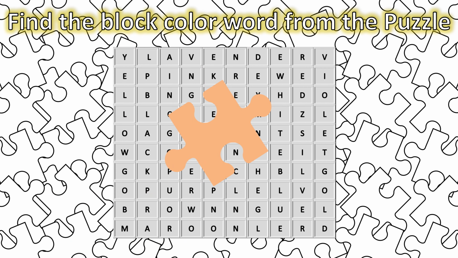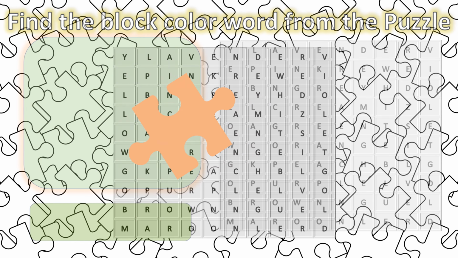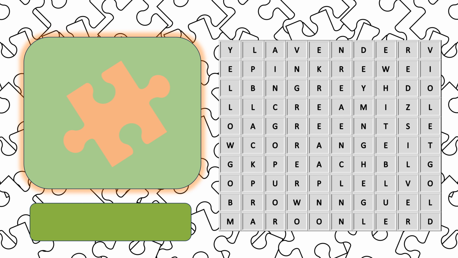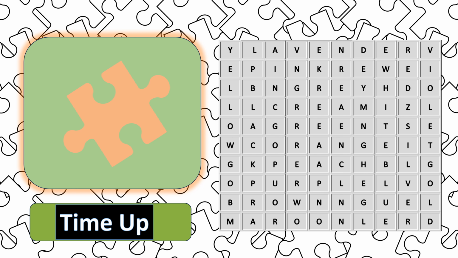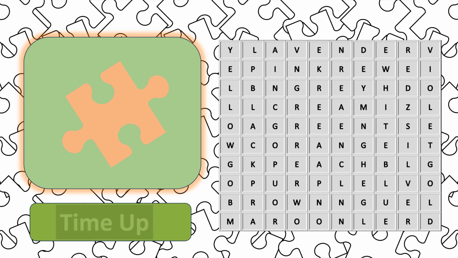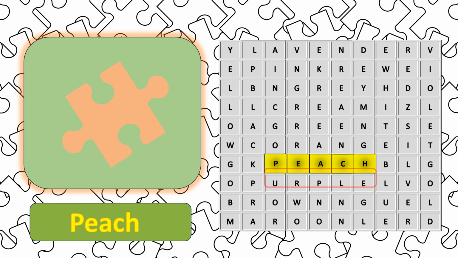Find the black color word name from the puzzle in 10 seconds. 10, 9, 8, 7, 6, 5, 4, 3, 2, 1. Time up. P, E, A, C, H, peach.